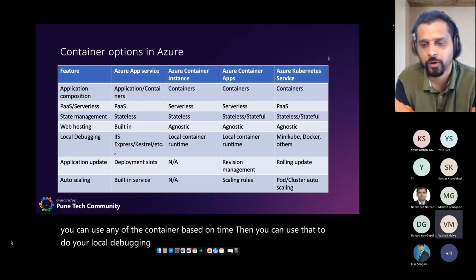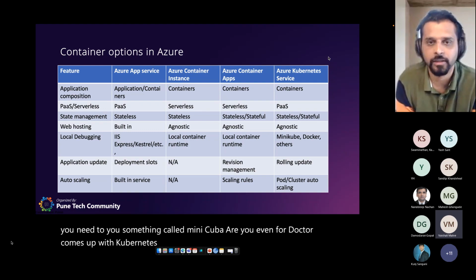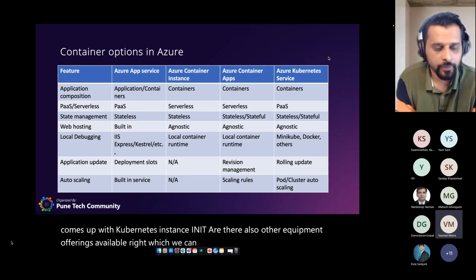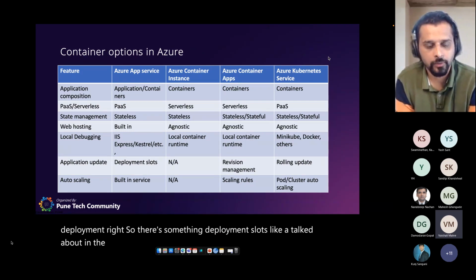And in Kubernetes, if you want to work on it, you need to use something called Minikube, or even Docker comes with a Kubernetes instance in it. Or there are also other Kubernetes offerings available, which we can use. And when we talk about application deployment, there's something called deployment slots, like I talked about in the initial few slides. You can use that to do an app service-based deployment.